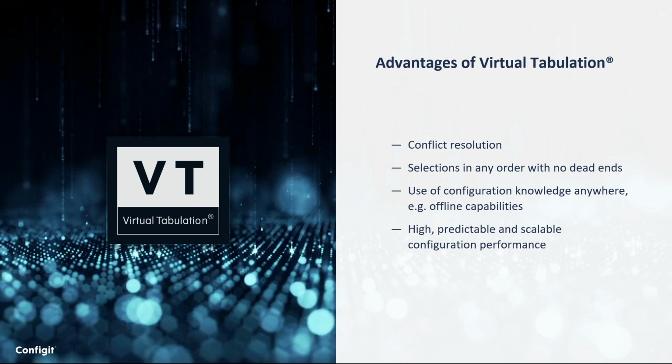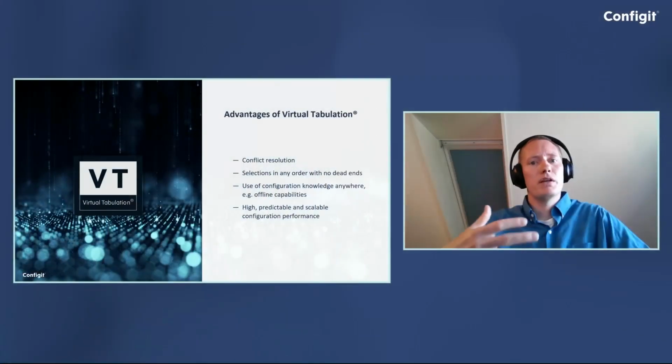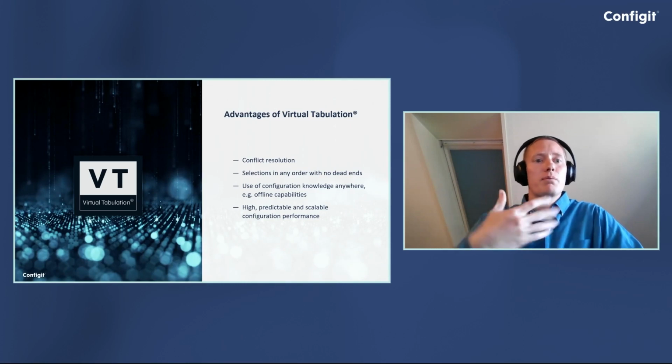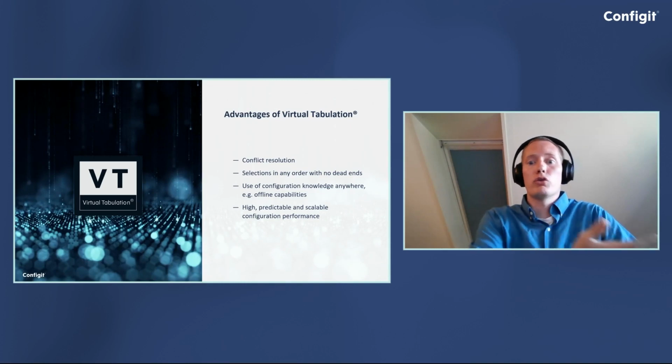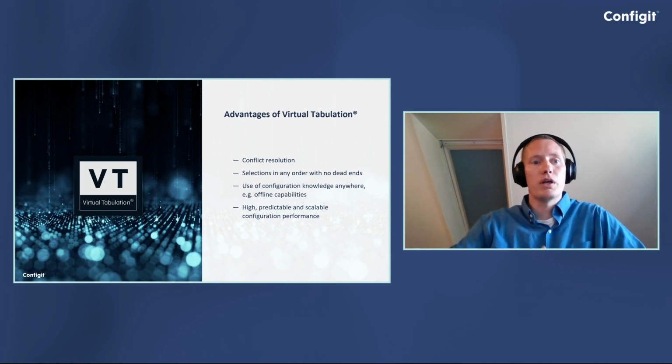When you make a selection, is that consistent with the previous selections you have made? But it also means that you can do selections in any order with no dead ends. So there may be some users who are more interested in the engine of a car, where other users may be more interested in the layout of a car. So they can start in whatever sequence they want to make the choices.